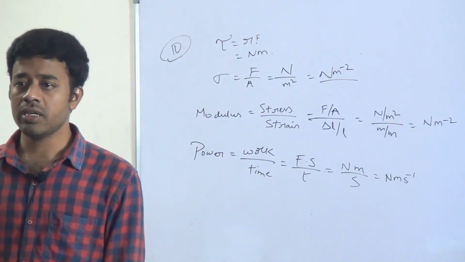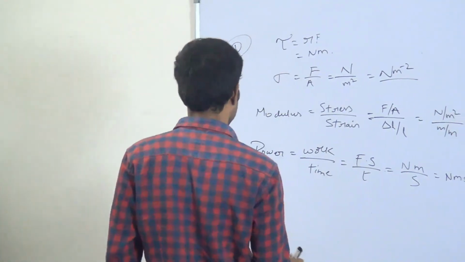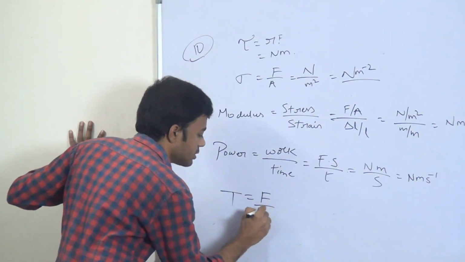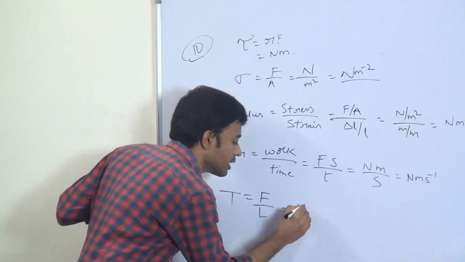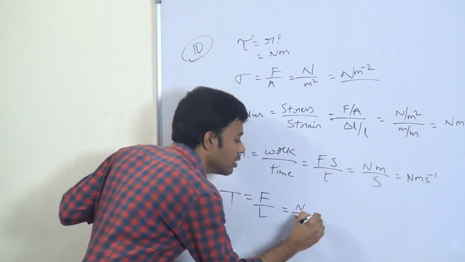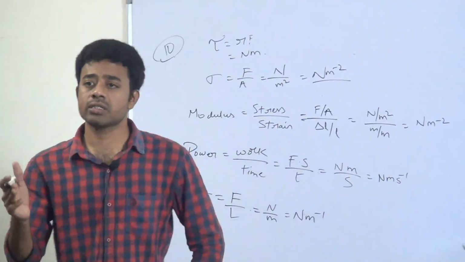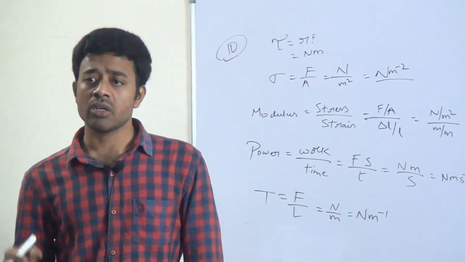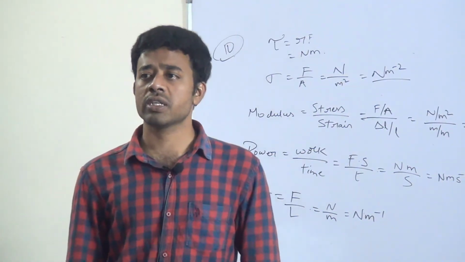Next, E, surface tension. Surface tension is actually force acting per length. So it should be Newton per meter or Newton meter inverse. But here he has given surface tension equal to Newton meter inverse square. So option E is wrong. So the answer is option E, which is incorrect.